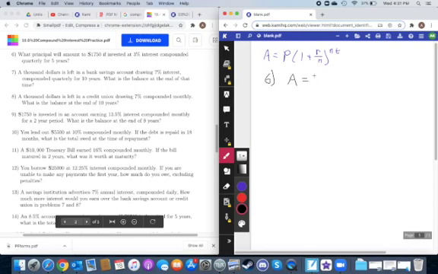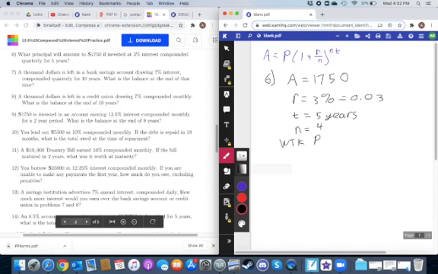We want our investment to end up at 1,750. Our interest rate is 3%, which is 0.03, and our time is 5 years, and our compound coefficient is 4, because quarterly translates to 4. We want to know what P is.